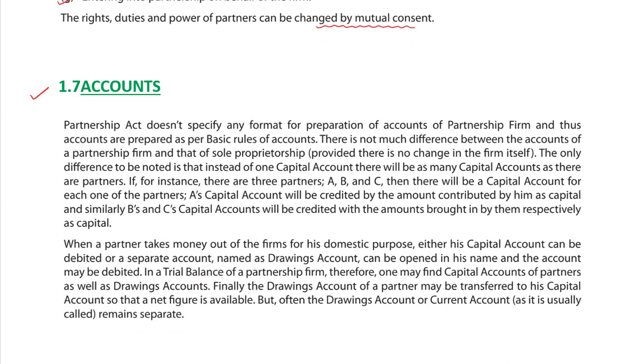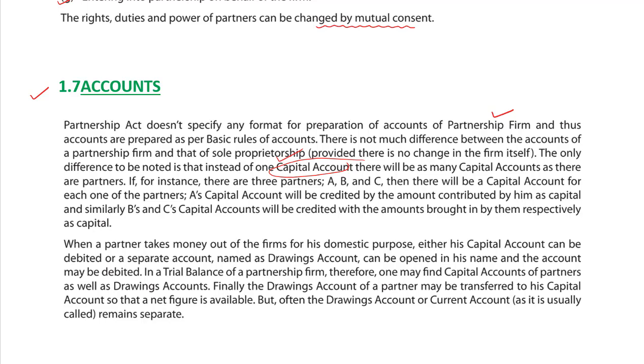Accounts. Next topic is accounts. The Partnership Act does not specify any format for preparation of accounts of a partnership firm, and thus accounts are prepared as per the basic rules of accounts. There is not much difference between the accounts of a partnership firm and accounts of a sole proprietorship, provided there is no change in the firm itself. The only difference to be noted is one, that is the capital account.